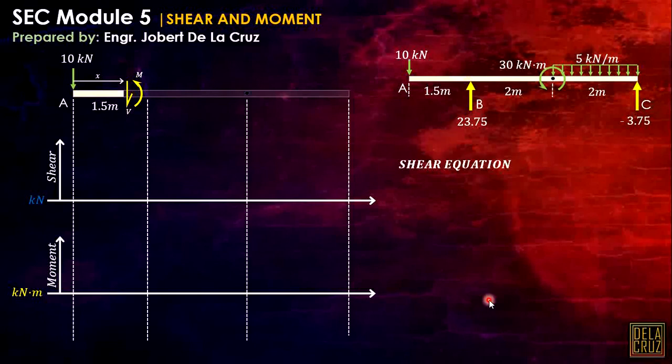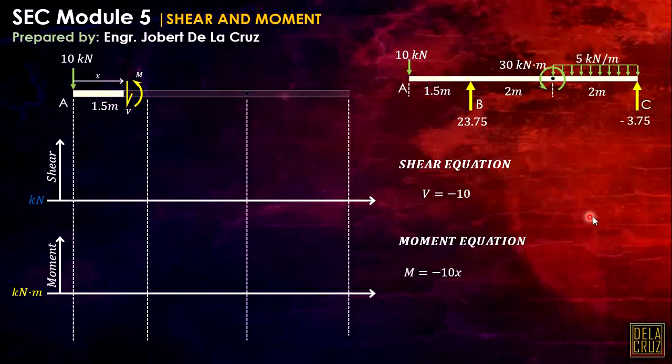Now, our shear equation, as you can see here, by equilibrium, V is just negative 10. Okay? So that's why our shear is constant from here up to point B. There is no load there. Now, the moment equation, as you can see, should be negative 10 times distance x. That is for segment AB.